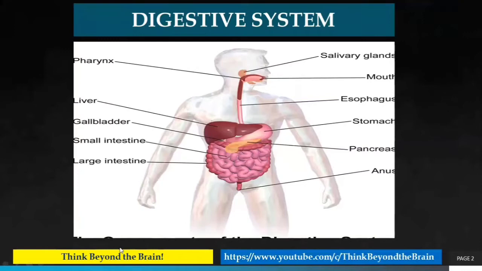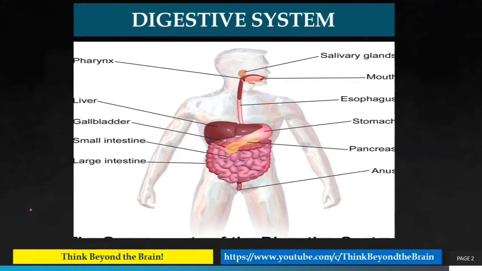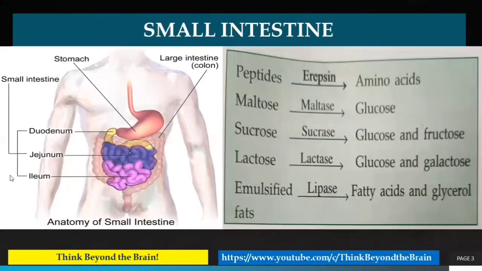Now, digestive system. In the last video of biology, we learned that there are many parts in the digestive system: gallbladder, stomach, esophagus, liver, mouth, salivary glands, and more. But today we are going to complete the digestive system by covering two things: the small intestine and the large intestine. So let's get started.